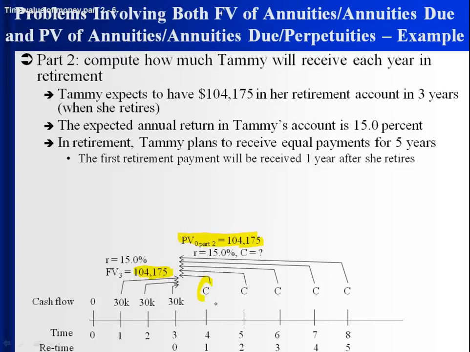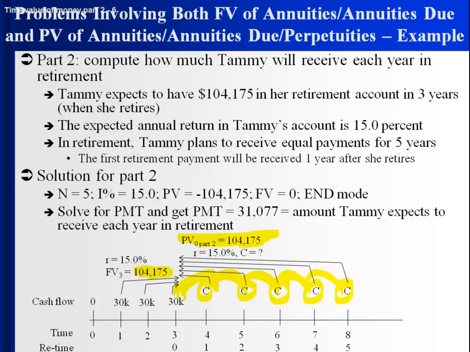So we want to know what C, such that C over 1.15 plus C over 1.15 squared plus C over 1.15 to the third plus C over 1.15 to the fourth plus C over 1.15 to the fifth is equal to 104,175. And so that's finding the payment associated with a 5-period annuity. So again, there's 5 payments. They start in one period. And again, remember, our new time zero is 3 years from now, and her first payment in this case is 1 year later. That's why we're in end mode. 104,175, and she can expect to withdraw $31,077 each year in retirement.